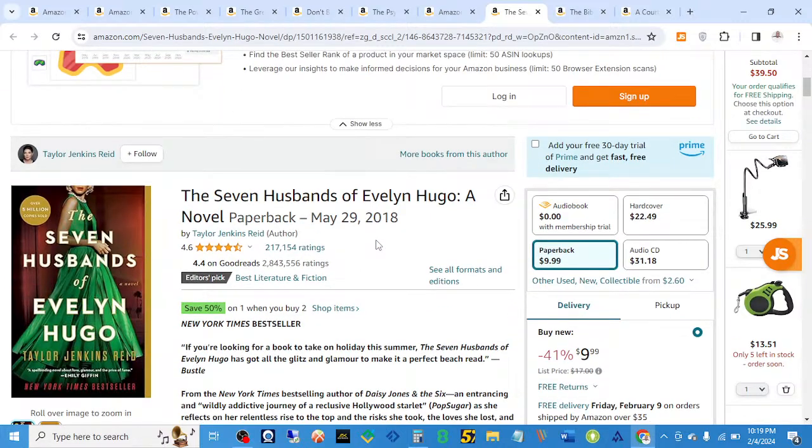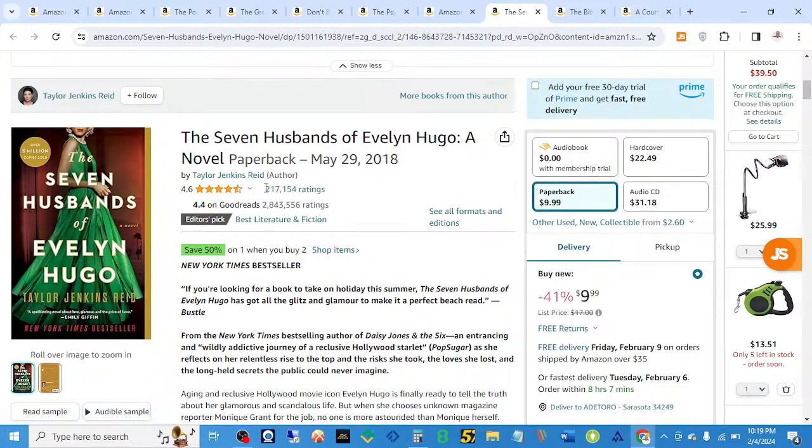Now, see this book. This book has 217,000 reviews, and the wonderful thing about this book is that it was published on May 29, 2018. Can you see the wonder? This is surprising. This particular book that I just showed you was published on May 29, 2018, and it has over 217,000 reviews.